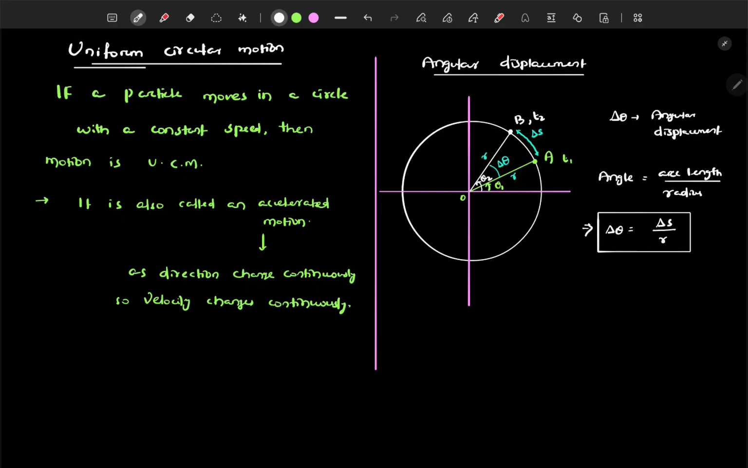Yes. And also remember delta theta, it is an axial vector. Angle has no dimension, so angular displacement is dimensionless.